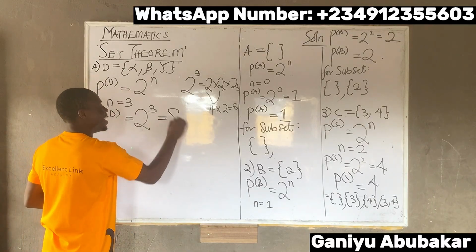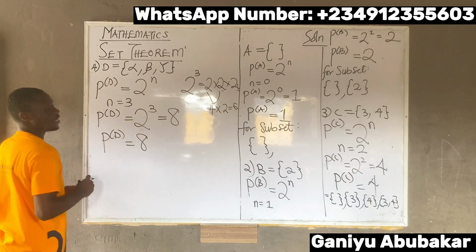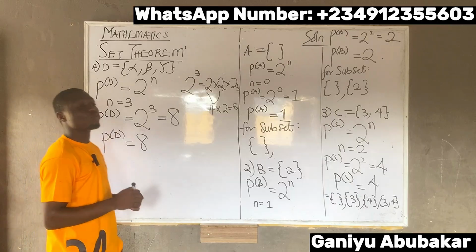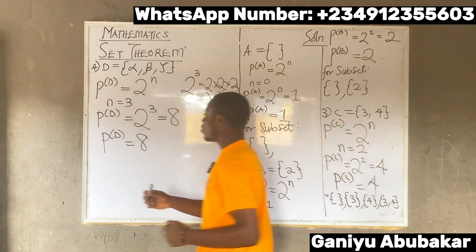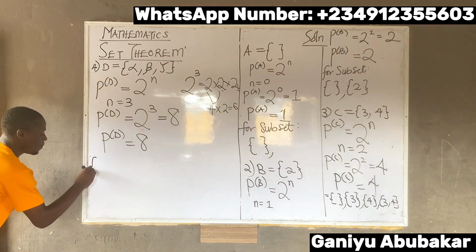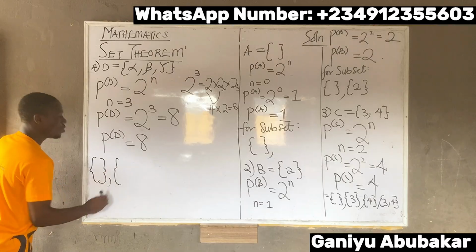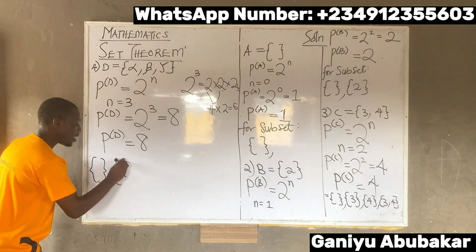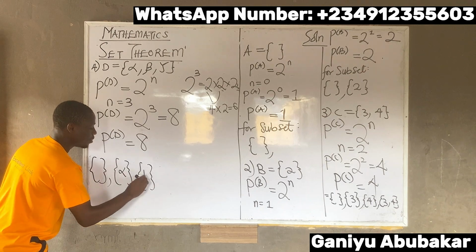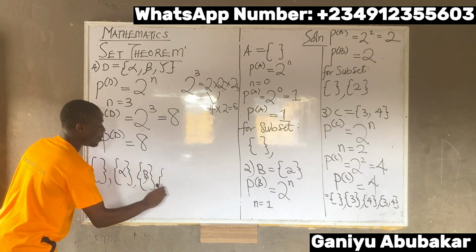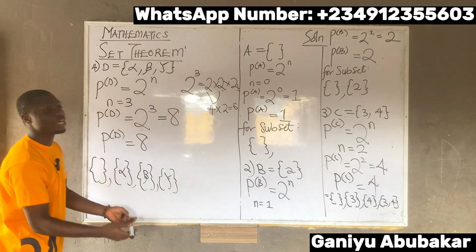One is what there? 8. So it means P to the power of D is 8. So I'm looking at 8 subsets. What's the first one? Empty. What's next one? Alpha. What's next one? Beta. What's next one? Gamma. Put them in one by one. What's next now? Put them in twos.